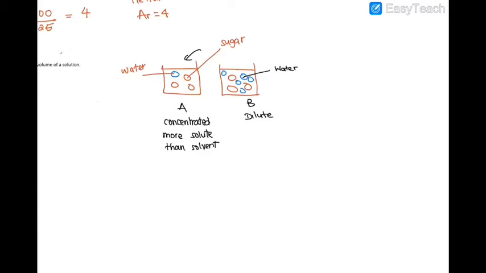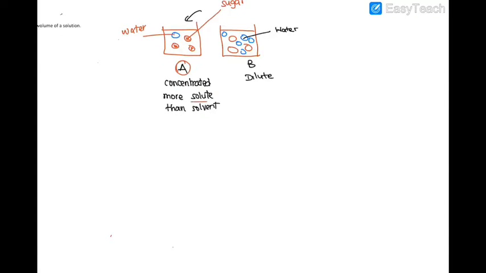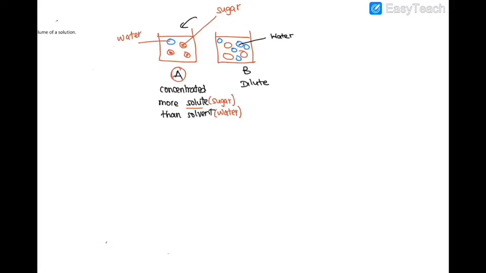In solution A, you see there's more sugar particles and less water particles, which means that it's more concentrated in sugar. There's more solute, the solute is the sugar, than solvent, and the solvent is water. So if there's more sugar than water, it means it's concentrated. If you have more water than sugar, so here you have more solvent, more blue particles, because you have more water than the sugar, it means it's more dilute.